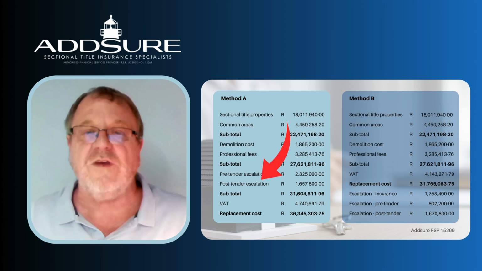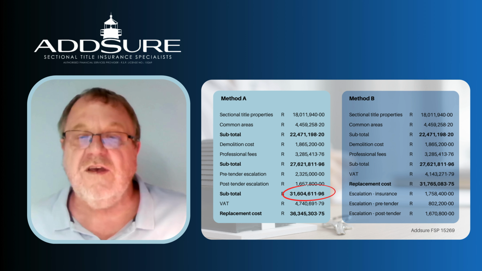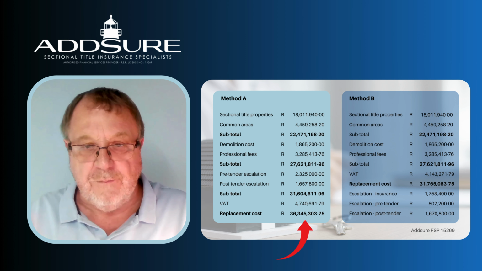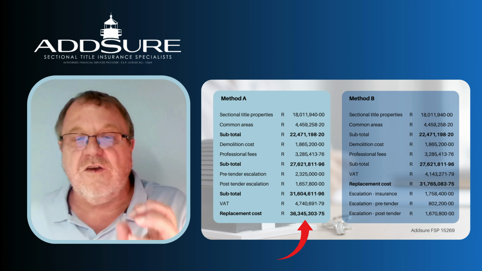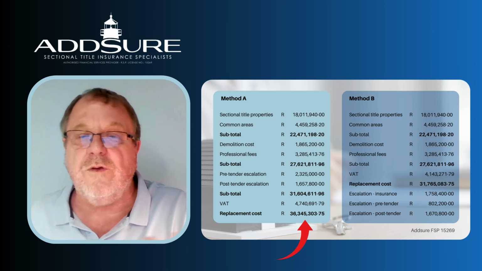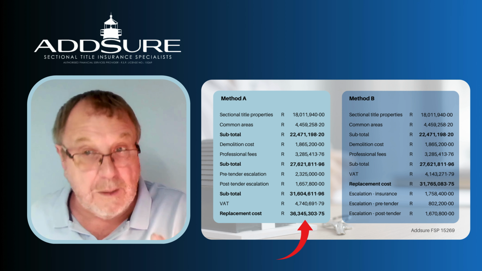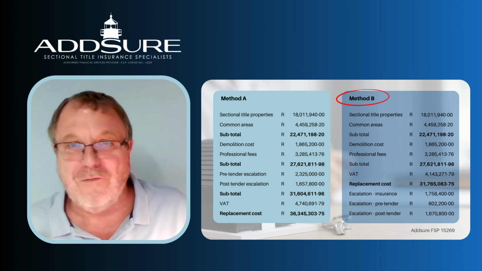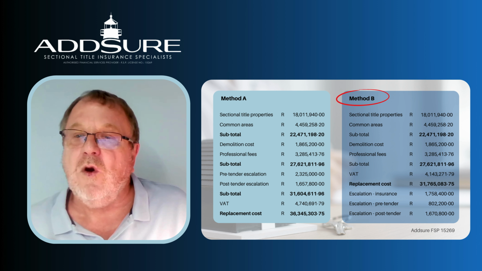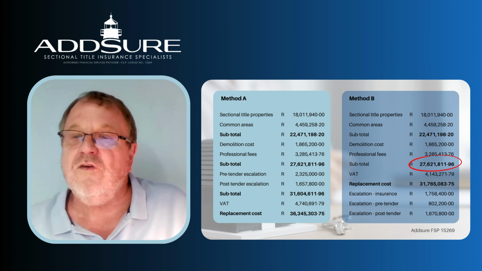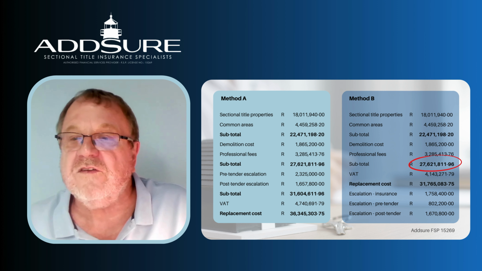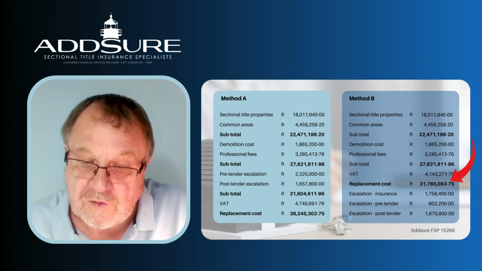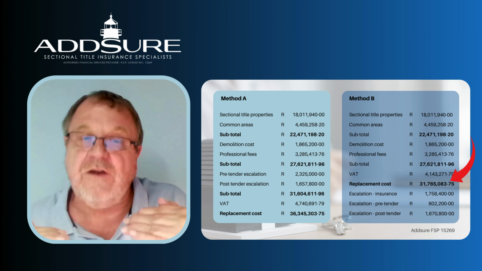And then they add it all together and they get their 31.6, and then they add value added tax to that and they get the total replacement cost. But therein comes the rub. You can see that in method A, you're insured for 36.3, apparently. Method B, which most valuers, in the common valuations that are done, will use, takes it down to the same subtotal of 27.6, but they will add value added tax and you'll have your replacement cost. And then the escalations are added afterwards.